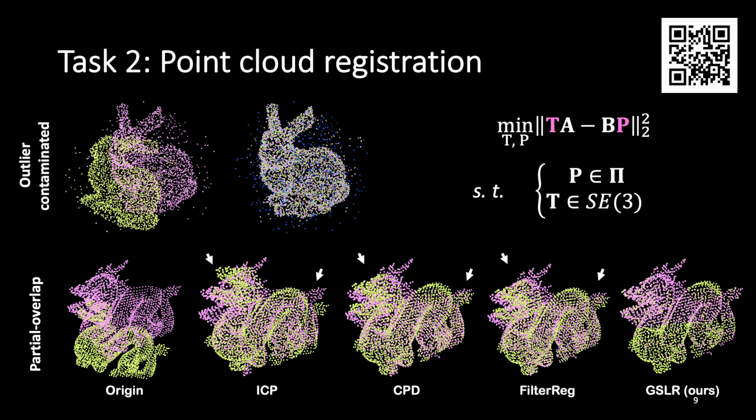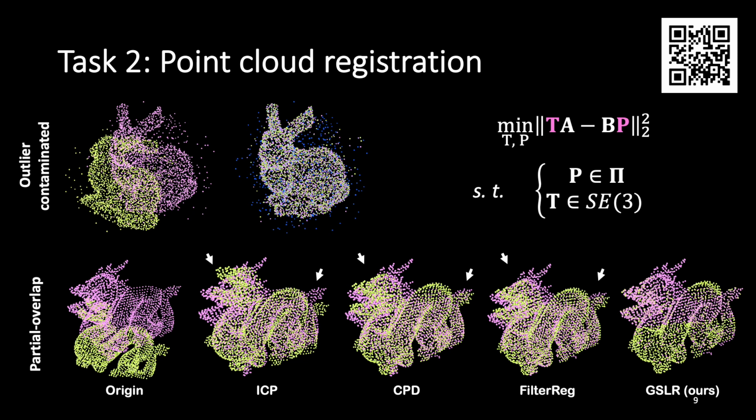The second task we carried out is point cloud registration. In this task, the data A and B are the homogeneous coordinates of the 3D point clouds, and the regression variable T is the spatial transformation. We present two setups in the slide. More results can be found in our paper.